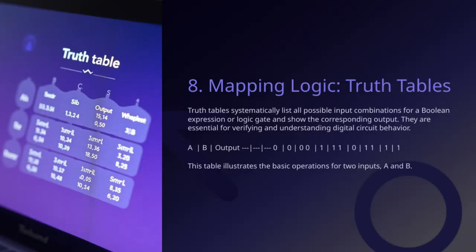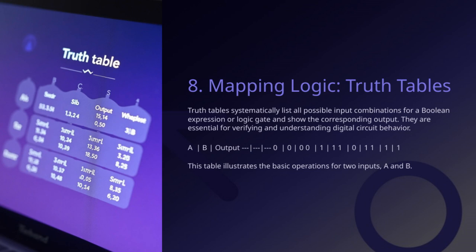Let's take a closer look at this table. It shows the basic operations for two inputs, A and B, on the left. You see the possible values for A and B, either 0 or 1, and on the right the corresponding output for each combination. For example, when both A and B are 0, the output is 0. When A is 0 and B is 1, the output is 1. Similarly, if A is 1 and B is 0, the output is 1, and when both are 1, the output remains 1. This kind of table is called a truth table, and it systematically lists all the possible input combinations for a Boolean expression or logic gate.